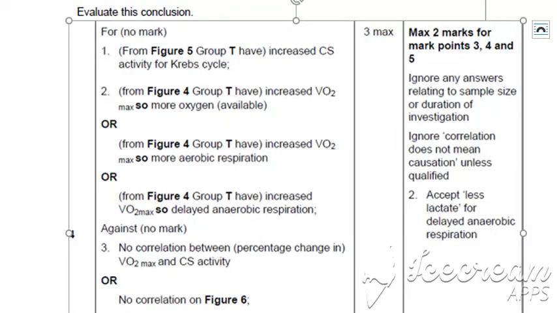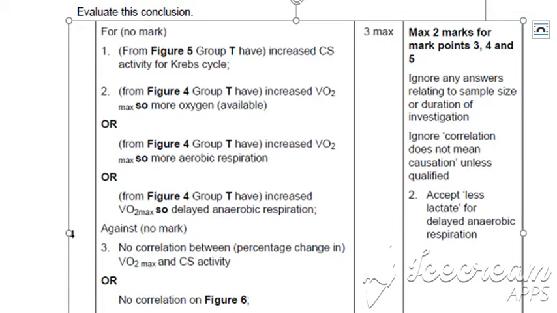So we can conclude from those that group T does have an increase in both of these, the CS activity, which will be used for the Krebs cycle, and the VO2 max, so there's more oxygen available, or there's more aerobic respiration, or you could say that it's delayed anaerobic respiration.